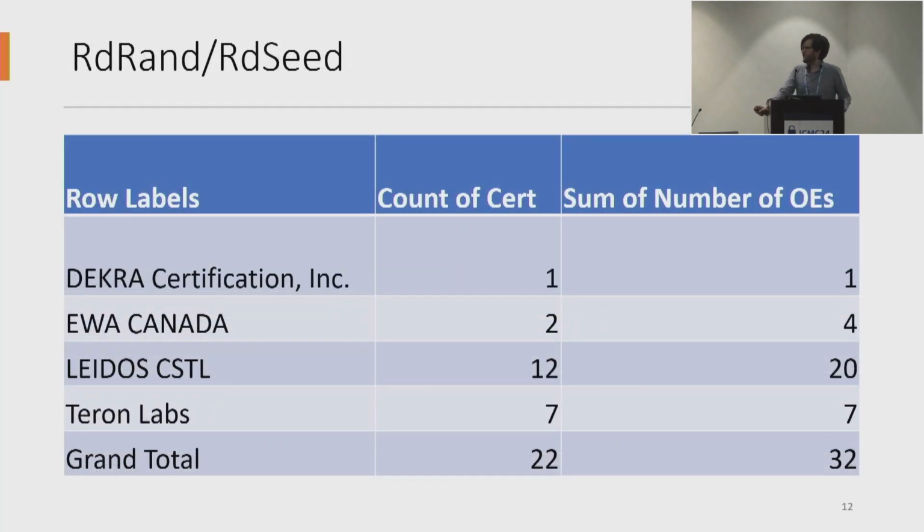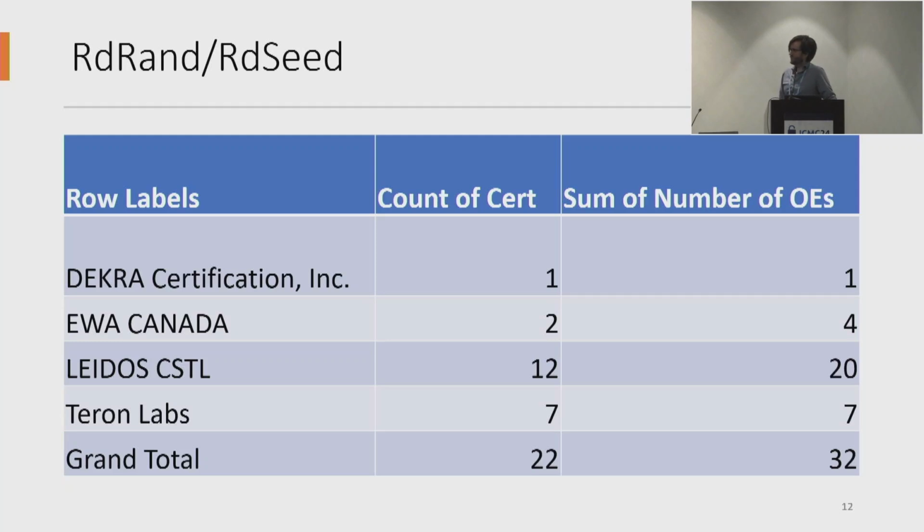And then there's RDRAND, RDSEED. So here is interesting, right? You see Teron Labs, Leidos has done quite a few of them. We've done 2 recently, Decra's done 1. And this information, the sum of the number of OEs, hides a lot.